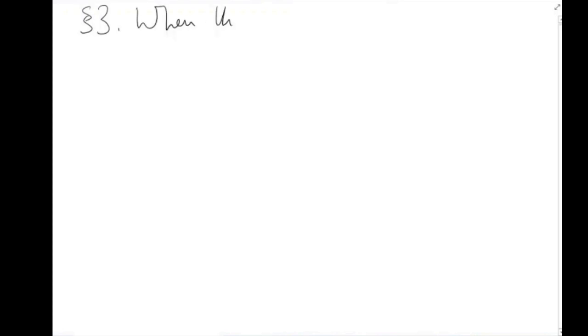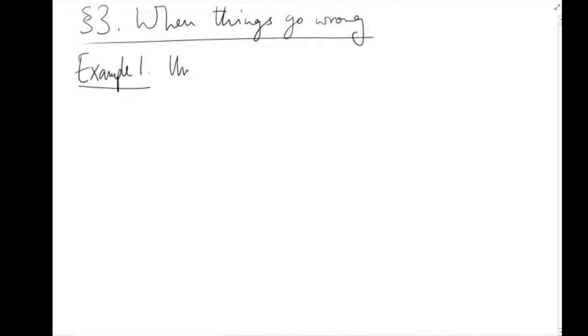Section 3. When things go wrong. Unfortunately, most rings are not this nice. Let's see some examples of where problems can arise. Example 1. Units in Z adjoin root 2.